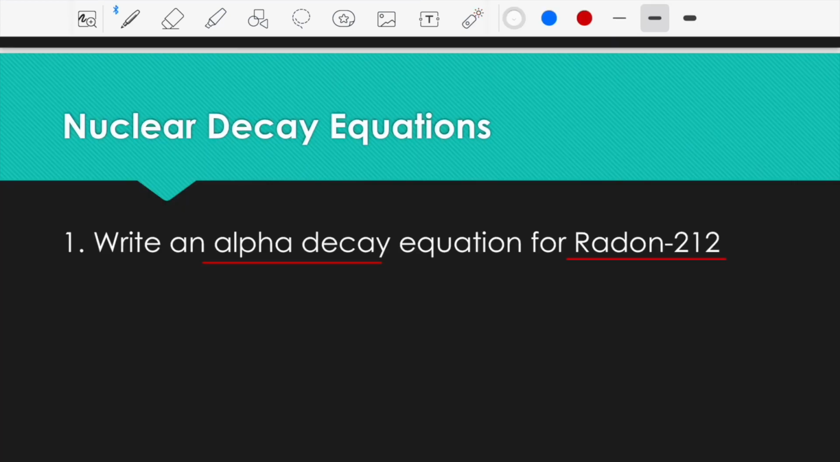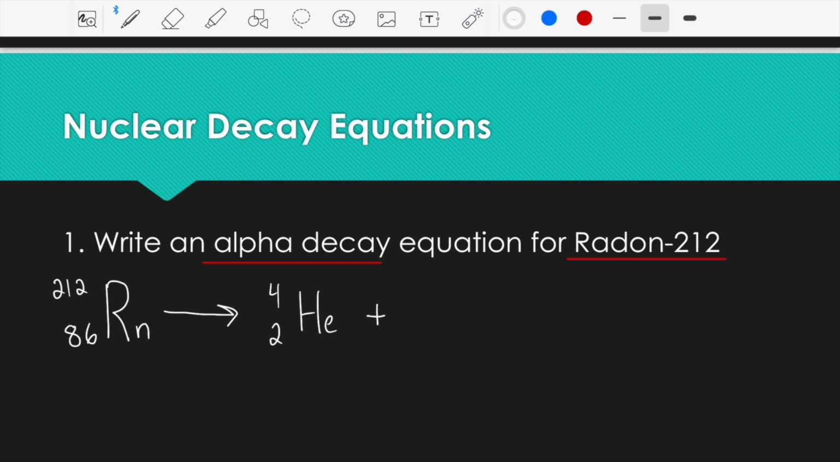So I would write Rn, atomic number 86, mass number 212. And since it's undergoing an alpha decay, one of the things it's going to emit is an alpha particle. So I would just write the symbol for an alpha particle. Then I have to write the isotope notation for the daughter nucleus.